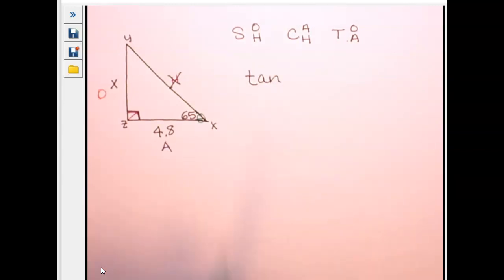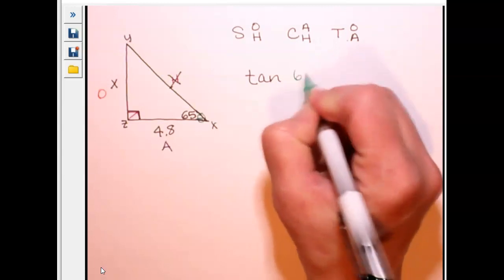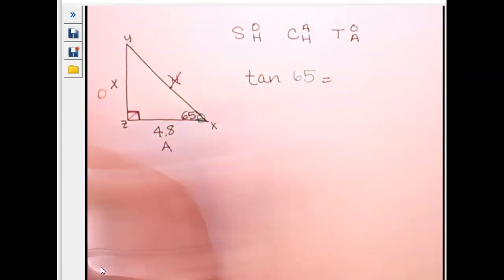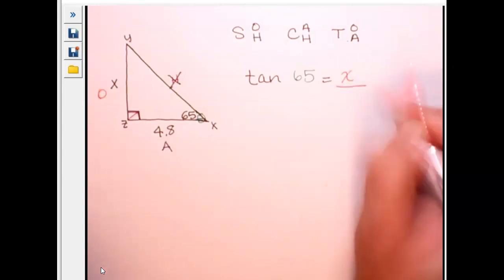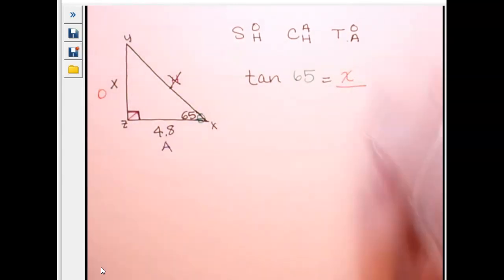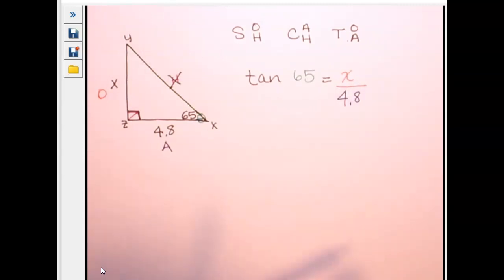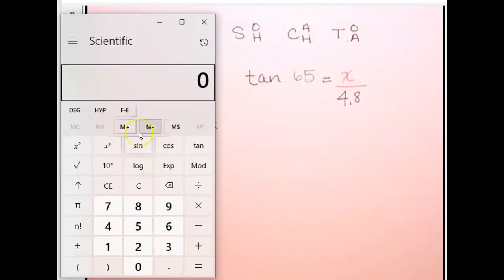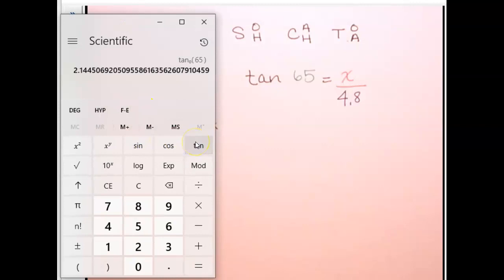And our theta was 65 degrees. So we're going to do the tangent of 65 is equal to, and then tangent is opposite over adjacent. So the opposite is x, and the adjacent is 4.8. So this is what you should have set up. Okay. Now from here, if they tell us that we're right or they tell us we're wrong, it's most likely a rounding error. So very first thing we want to do, pop up that calculator, and we want to figure out what the tangent of 65 is.